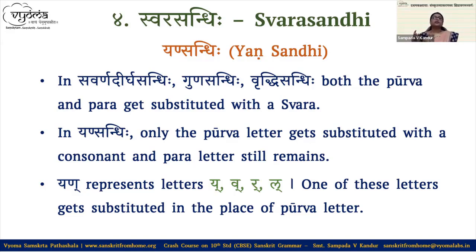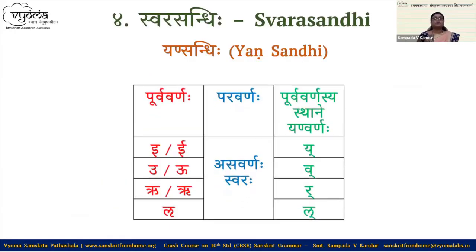Now what is happening? So in Savarna Dirgha, Guna and Vruddhi, last letter of Purvapada and first letter of Uttarapada join and they are replaced with new letter, new Varna. Okay. But in Yan Sandhi, what is happening? Only last letter of Purvapada is getting replaced and whatever is first letter of Uttarapada, it remains the same. This is the change. Okay. And why is the name Yan Sandhi? Because we get as a result Ya, Va, Ra, La. Okay. So let's see the rules.